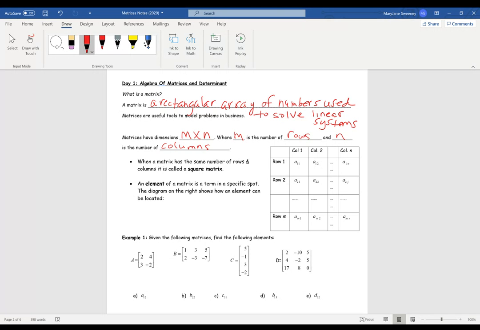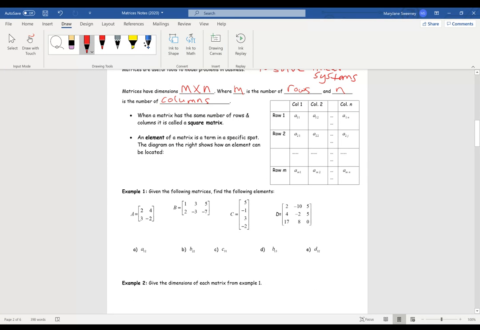When a matrix has the same number of rows and columns, it's called a square matrix. An element of a matrix is a term in a specific spot. The diagram on the right shows how an element can be located. So when you see something like A sub 11, that really means matrix A, row 1, column 1. The first digit is what row you're in. The second digit is what column you're in.